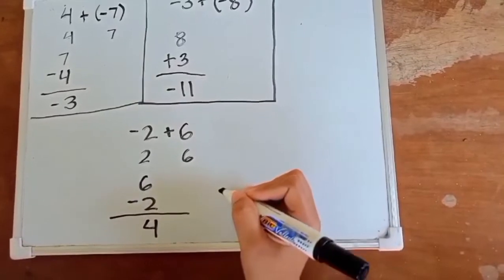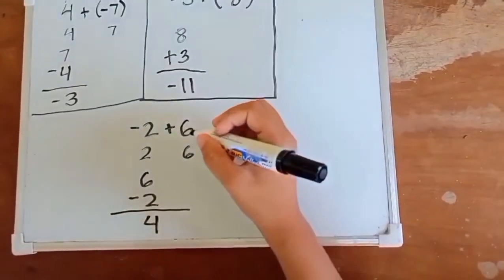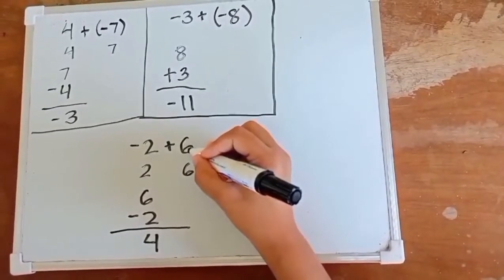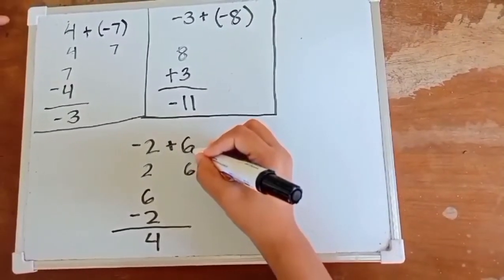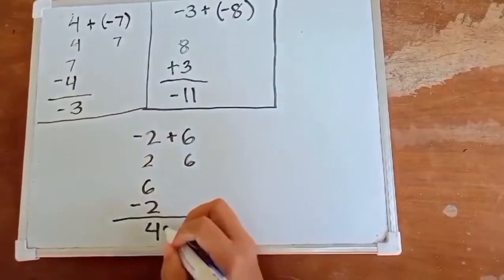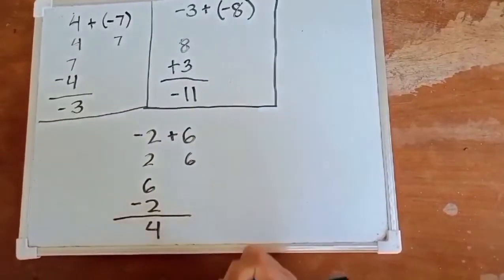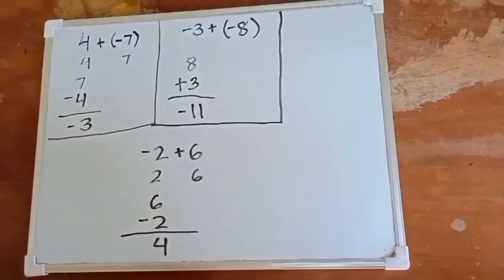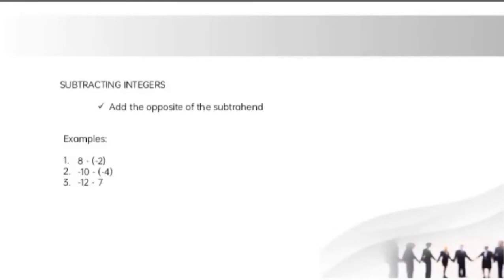Copy the sign of the larger number, 6. Since it is positive, the answer will be positive 4. So -2 plus 6 is equal to positive 4. Now we're done with adding integers. We're now on subtracting integers. Add the opposite of the subtrahend.